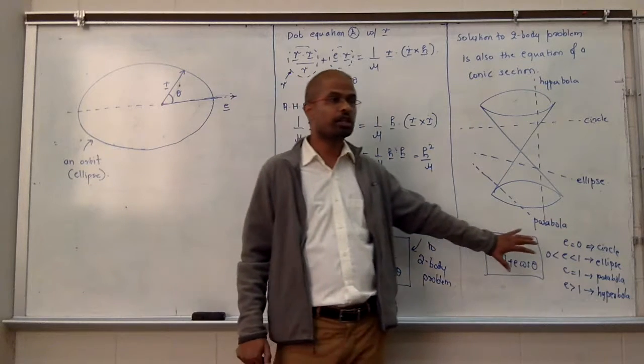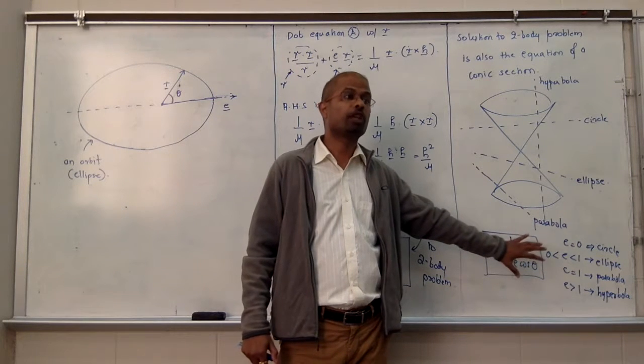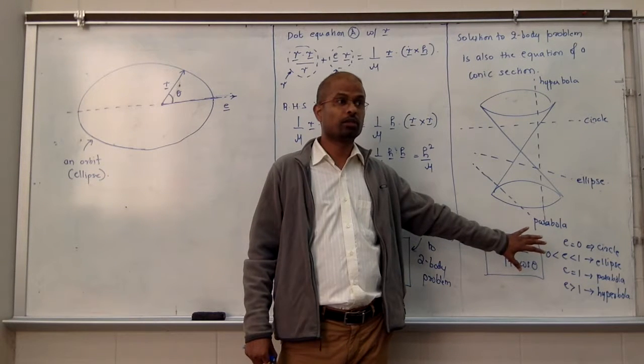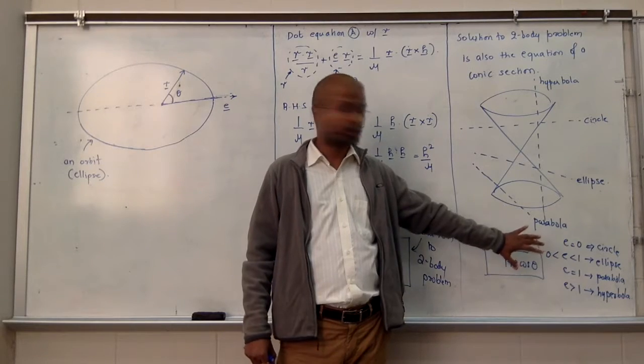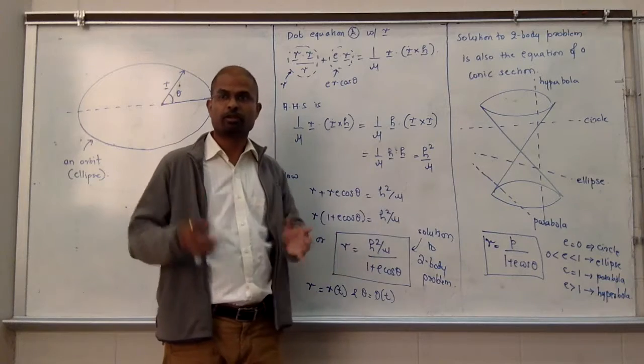Kepler's laws could only explain the motion of planets around the sun, with the sun at the focus, and only for elliptical orbits. Some of the comets don't follow elliptical orbits. Some of the asteroids don't follow elliptical orbits. Some of them follow parabolic orbits, hyperbolic orbits. So when you do it using mathematics, it explains everything in the universe.